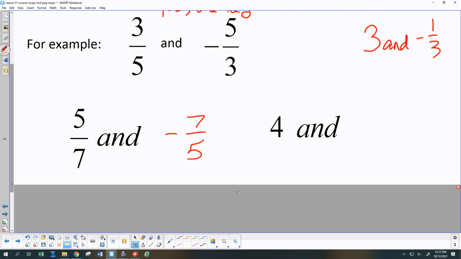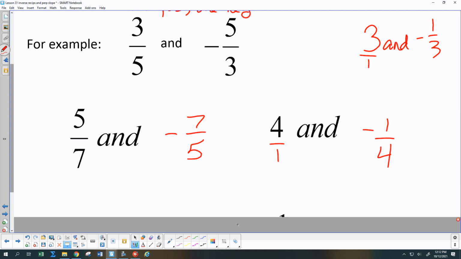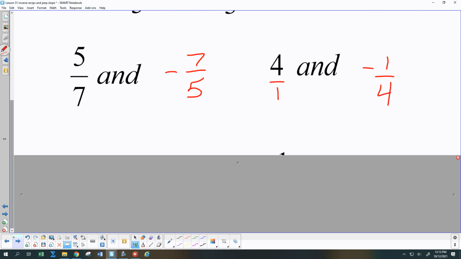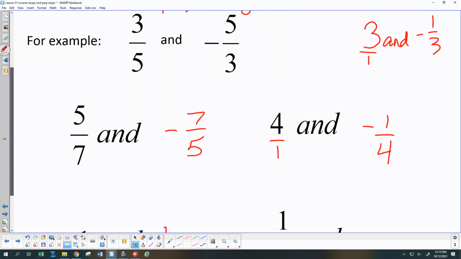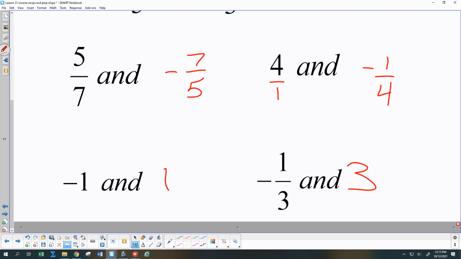For 4, anytime it's an integer, think of it as over 1. So Austin, what would be the negative reciprocal of 4? Negative 1/4. And almost done here. Everybody, what's the negative reciprocal of negative 1? Positive 1. And negative 1/3, that's what we already did up there. Reading my mind today, coming up with one of my examples for me.